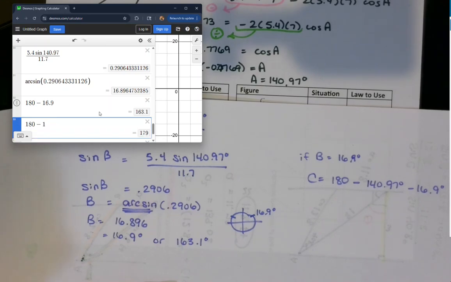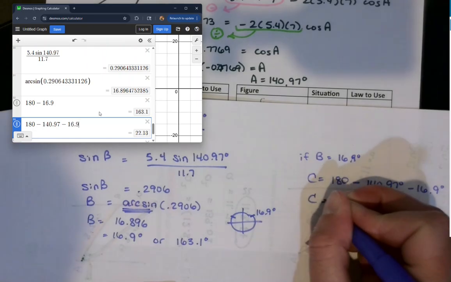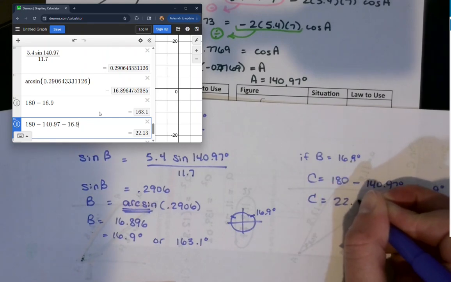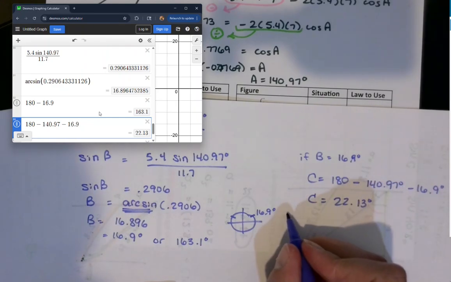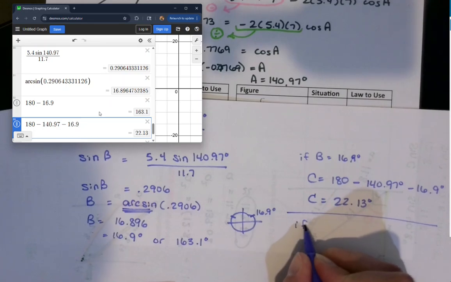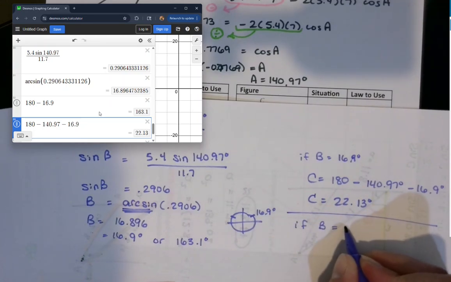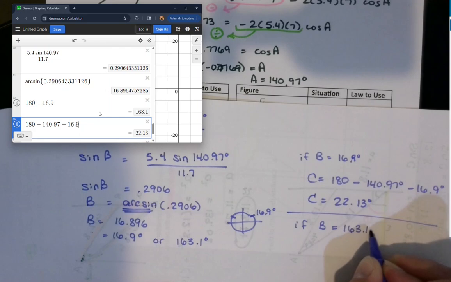I hit the wrong key there, so 140.97 minus 16.9 gives us an angle C measure of 22.13 degrees. And you probably already noticed that the other possibility doesn't work, but we're just going to demonstrate that.